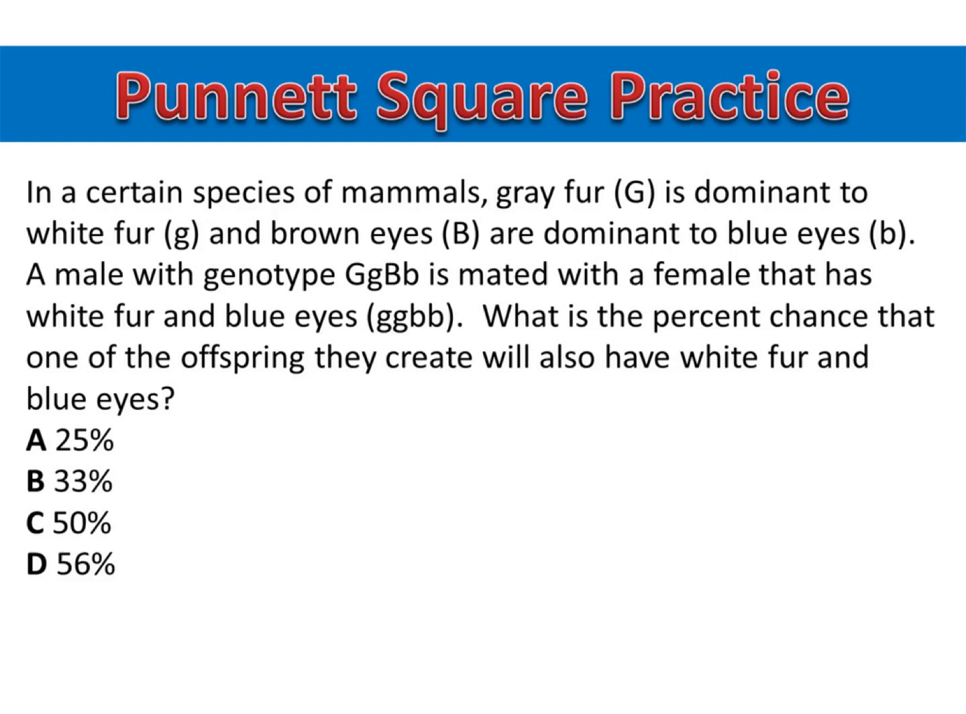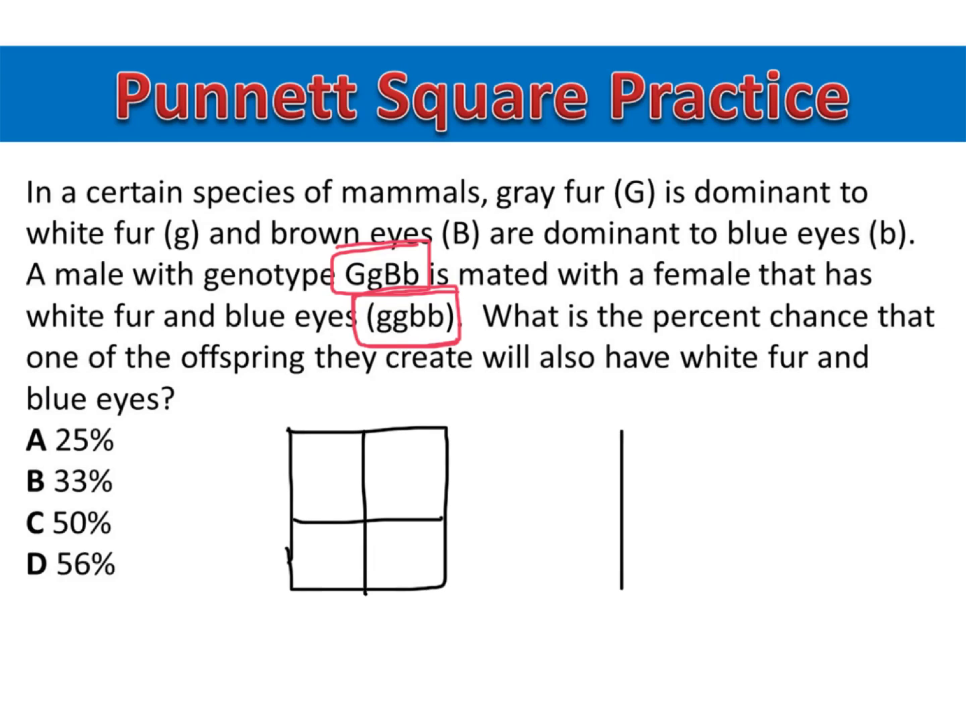So I always want to make sure that I understand the genotypes of the parents that I'll be using. So it tells me that the male is heterozygous for both traits, and the female is homozygous recessive for both traits. And so it gave me both the genotypes I need, and so now I'm ready to make my Punnett squares. Because I'm looking at two traits, I'll need two Punnett squares.